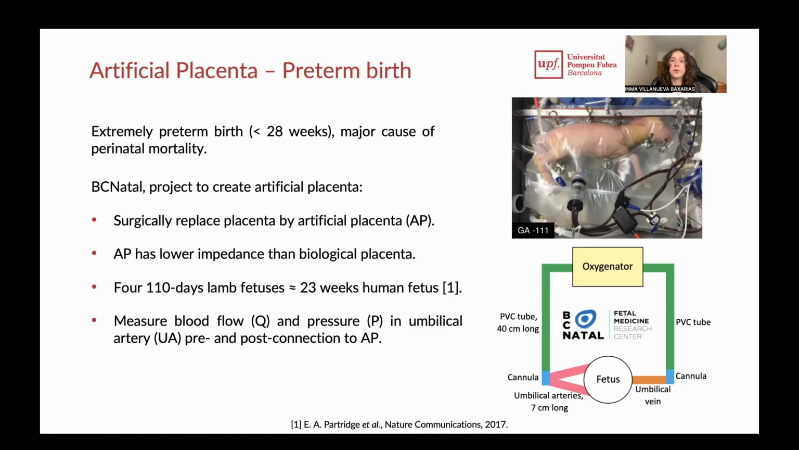Experiments were performed with 4 110-day lamb fetuses that approximately correspond to 23-week human fetuses, and their blood flows and pressures were measured in the umbilical artery pre- and post-connection to the lower impedance artificial placenta.